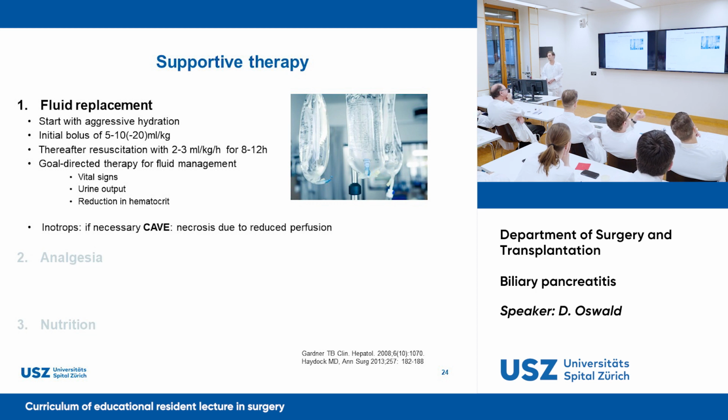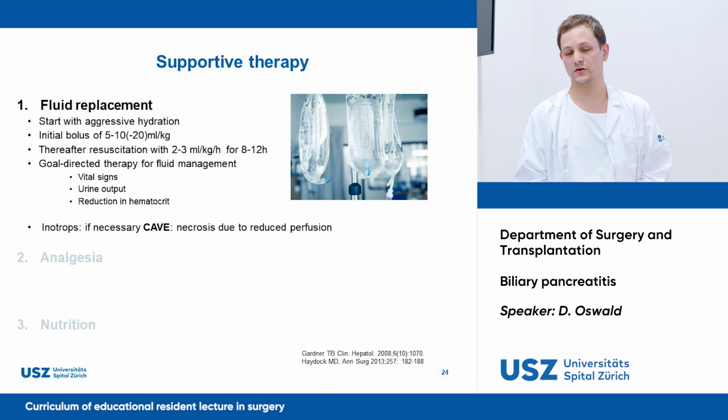You can start with an initial bolus of 5 to 10 milliliters per kilogram, and for patients with severe volume depletion that manifests as hypotension and tachycardia, you can raise up to 20 milliliters per kilogram as a bolus over 30 minutes. And then a resuscitation with 2 to 3 milliliters per kilogram per hour for the first 8 to 12 hours. After that, there's a goal-directed therapy for fluid management.